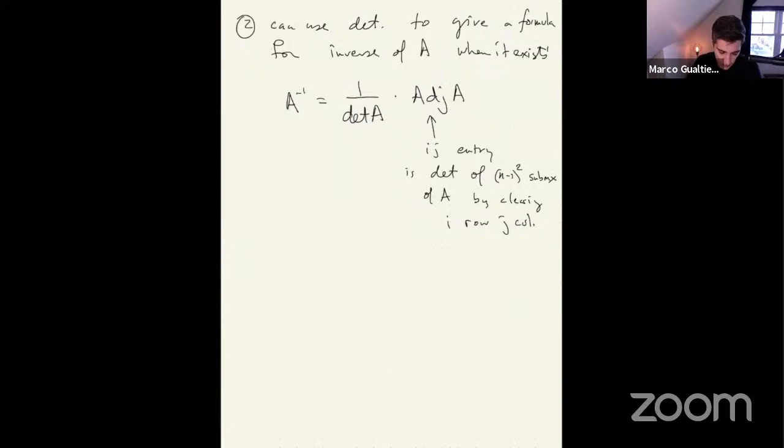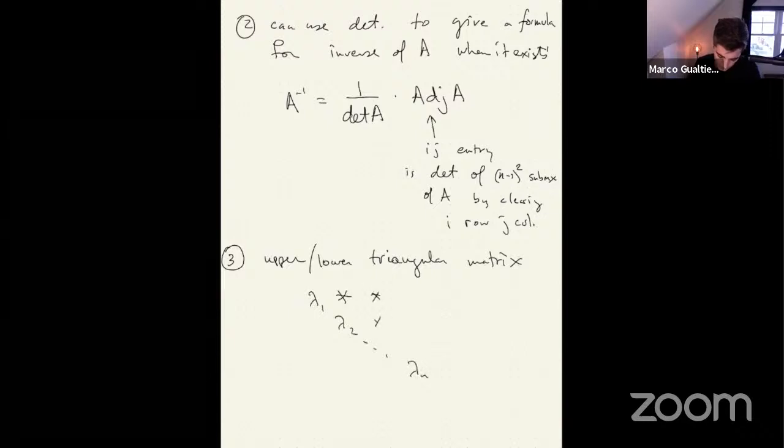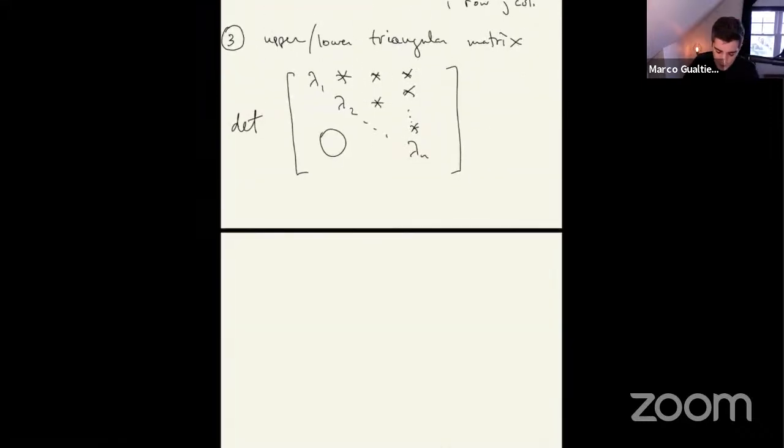Okay, and maybe something that I should mention, because it relates to what we've done previously, is that if we have an upper or lower triangular matrix, let's say with diagonal entries lambda 1, lambda 2, lambda n, with anything above and 0 below, then the determinant of this matrix is just the product of the diagonal elements, lambda 1 through lambda n.